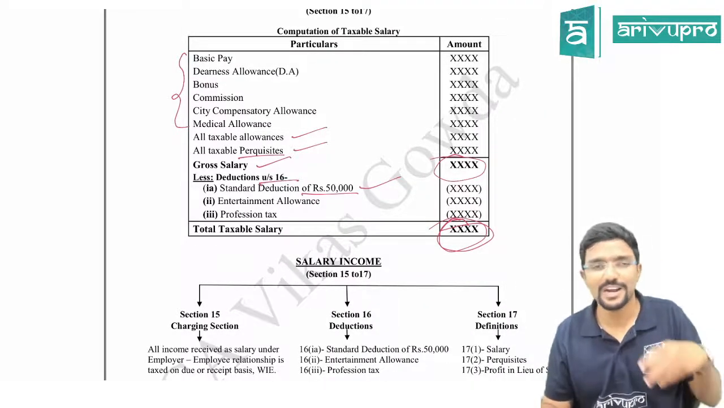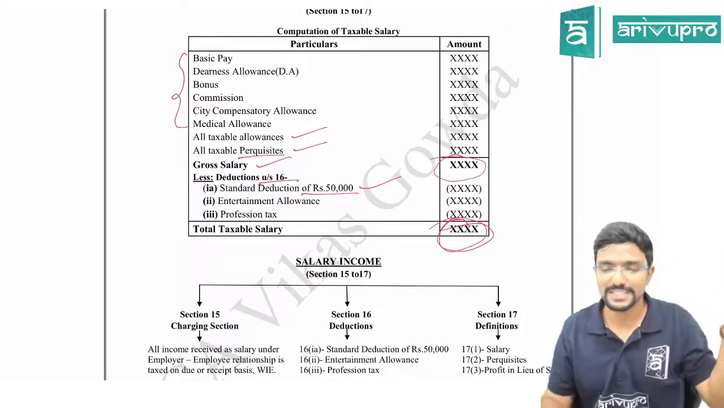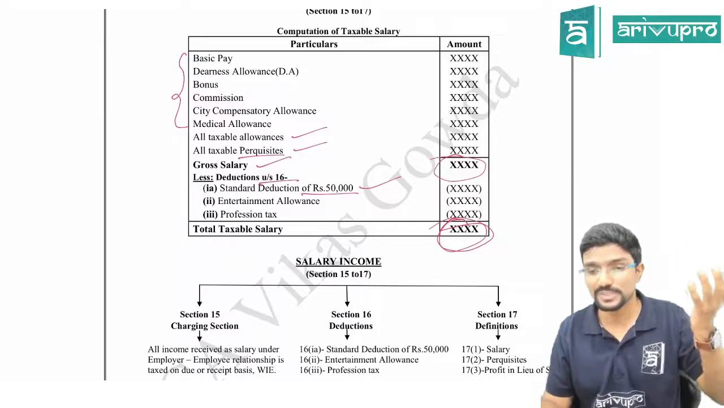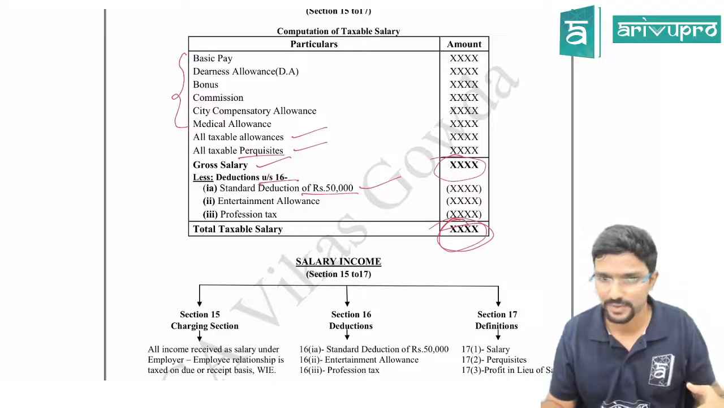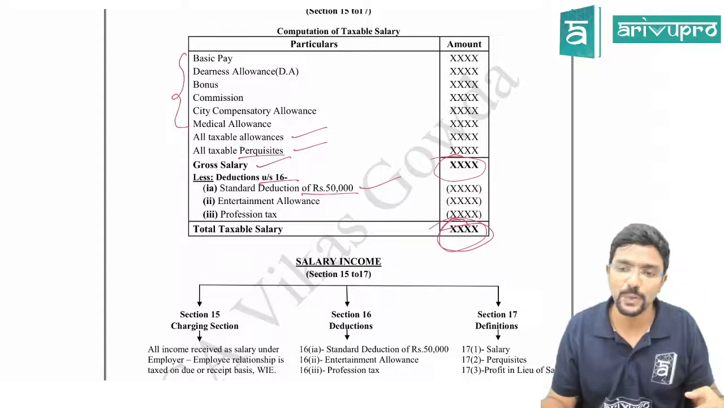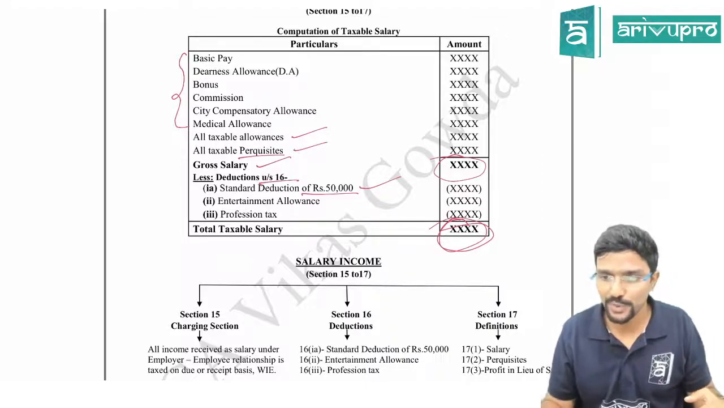For which we have to see some allowances, whether it is exempt or not. Then we have to see perquisites, how much is exempt, how much is taxable, everything we have to take care of, which is given in sections 15 to 17. Hope you guys are clear.